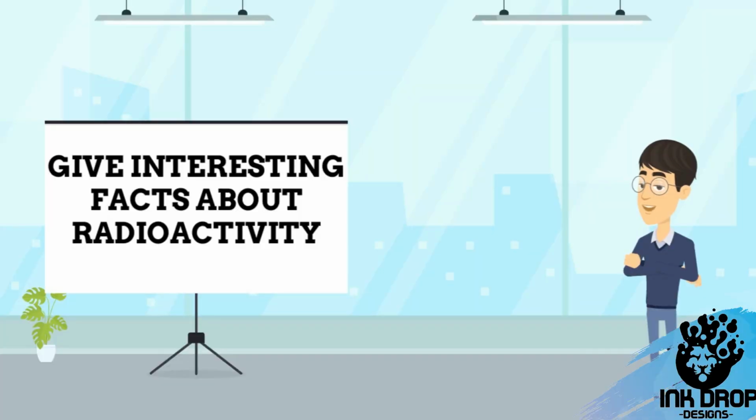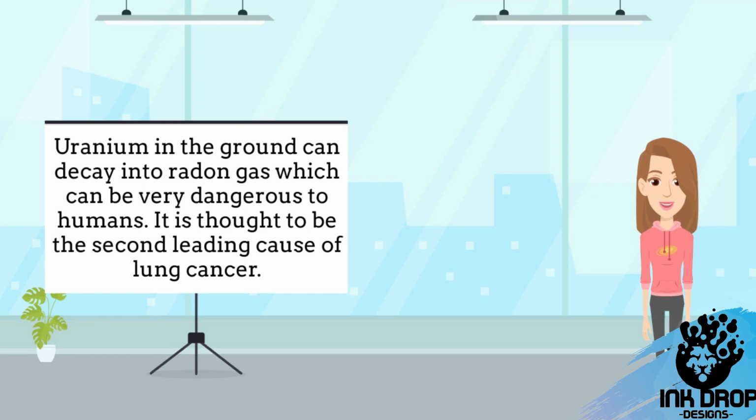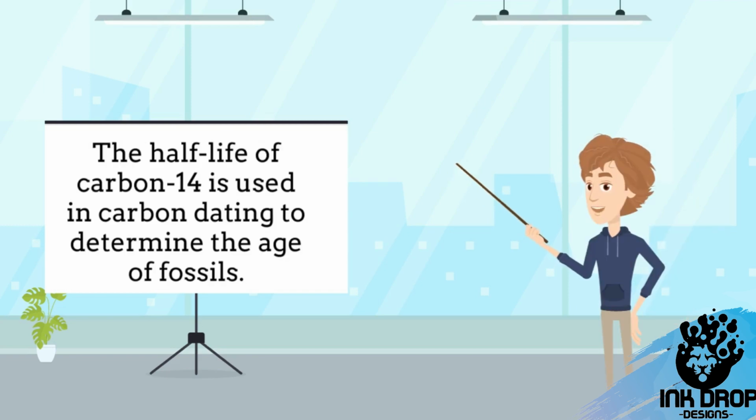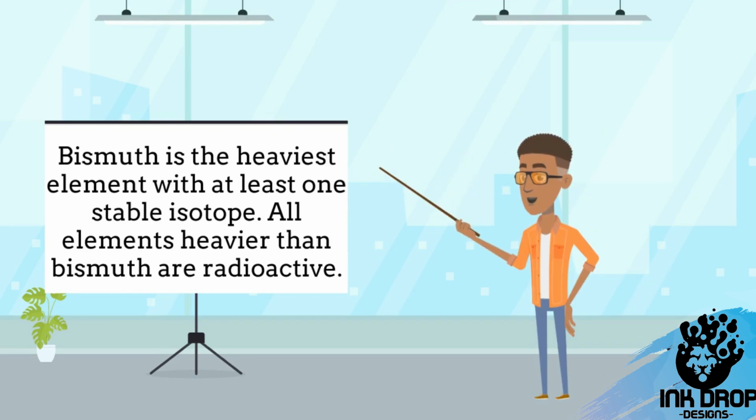Give interesting facts about radioactivity. Uranium in the ground can decay into radon gas, which can be very dangerous to humans. It is thought to be the second leading cause of lung cancer. Carbon-14 is used in carbon dating to determine the age of fossils. Bismuth is the heaviest element with at least one stable isotope. All elements heavier than bismuth are radioactive.